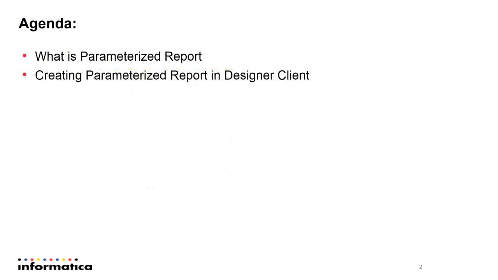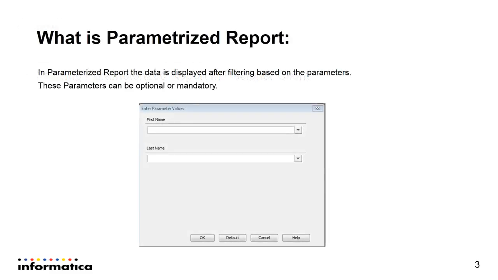The agenda of this meeting is to discuss what is a Parameterized Report and how to create a Parameterized Report in the jreport Designer client. What is a Parameterized Report? In Parameterized Reports, the data is displayed after filtering based on the parameters. These parameters can be optional or mandatory parameters.